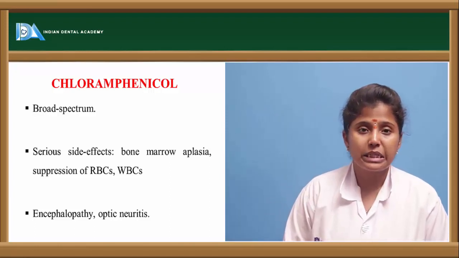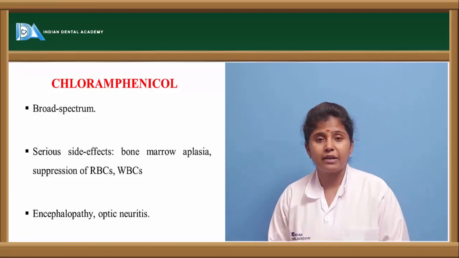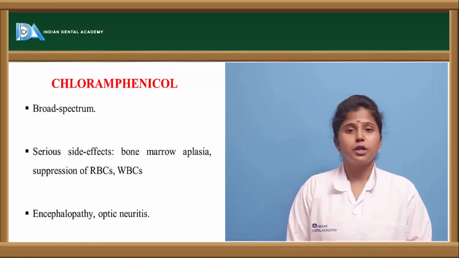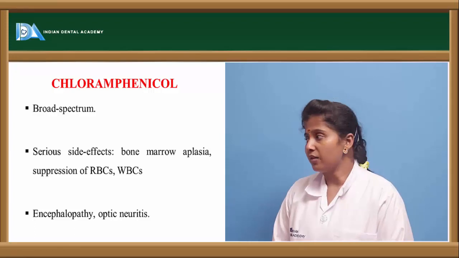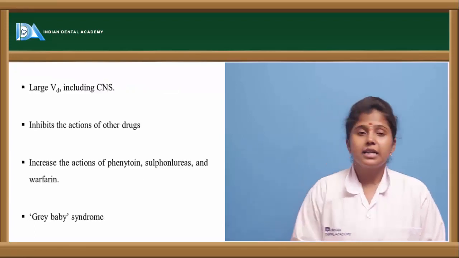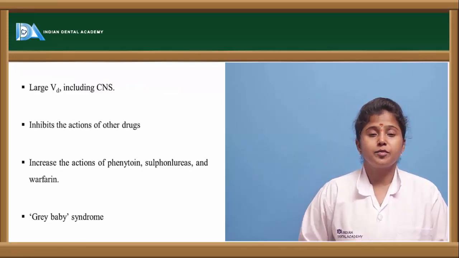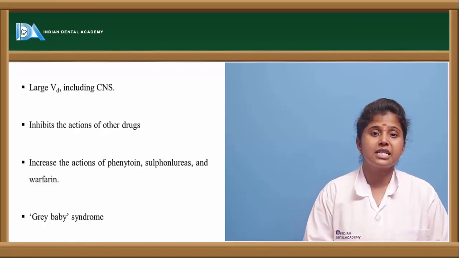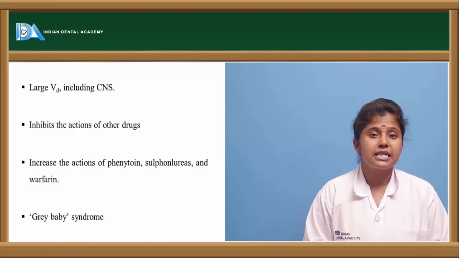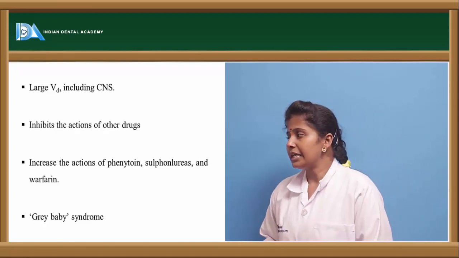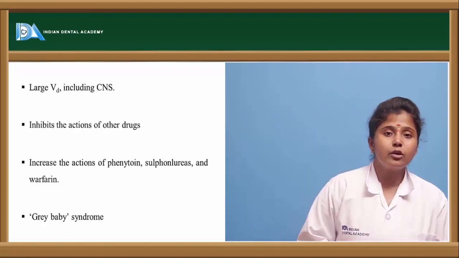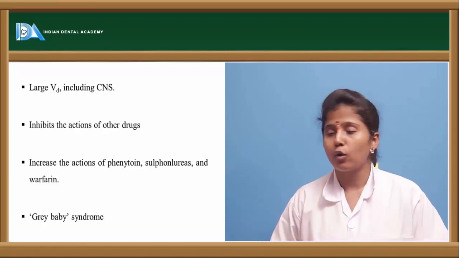Encephalopathy is a condition where the brain functioning is not proper. And optic neuritis is a condition where there is inflammation of the optic nerve. It has a large volume of distribution, including the CNS, in the sense that it is distributed very well even in the CNS, and it inhibits the action of other drugs, and it increases the action of phenytoin, sulfonylureas and warfarin.